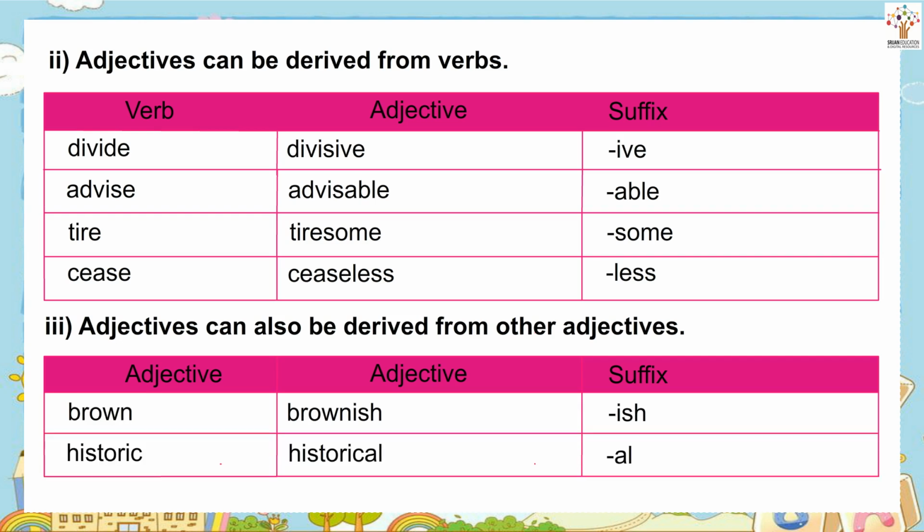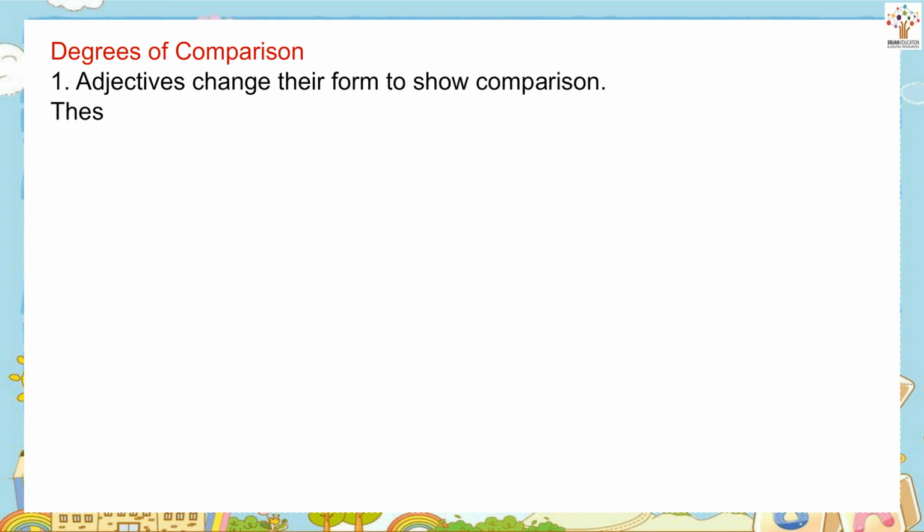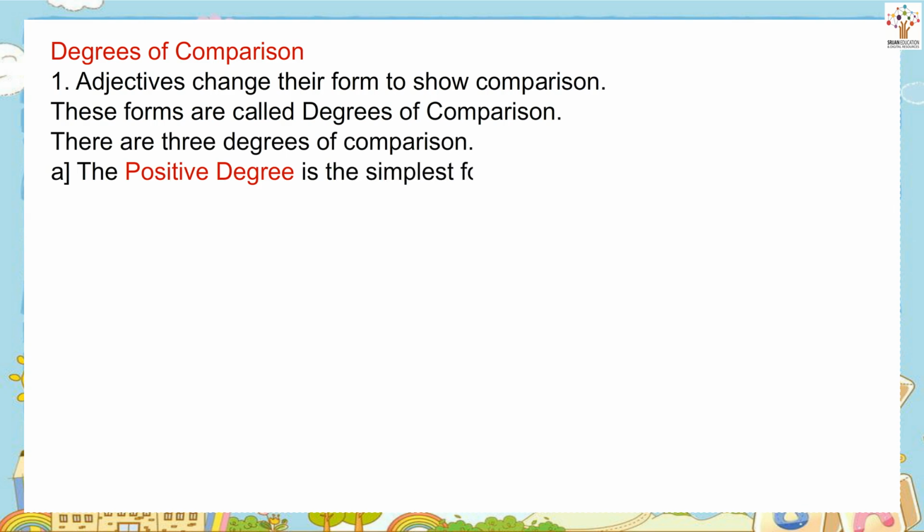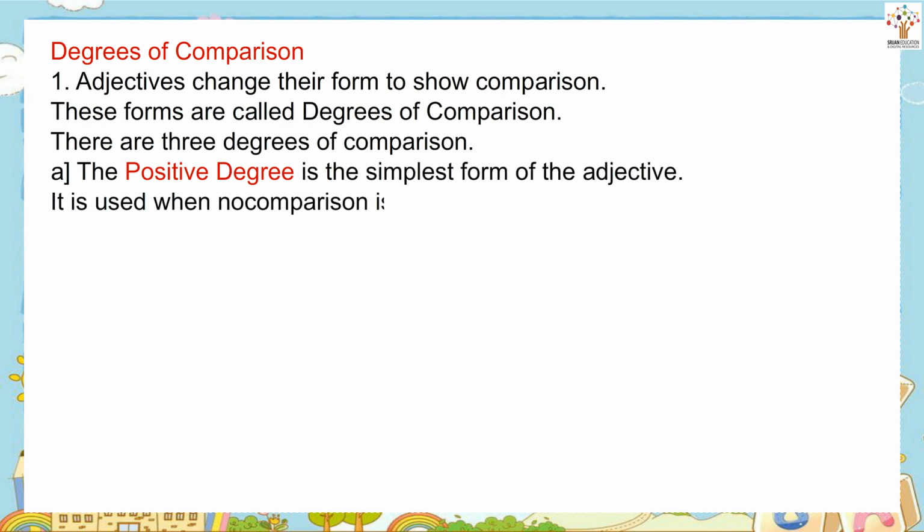Historic, historical, al. Degrees of comparison. Adjectives change their form to show comparison. These forms are called degrees of comparison. There are 3 degrees of comparison. The positive degree is the simplest form of the adjective. It is used when no comparison is made.